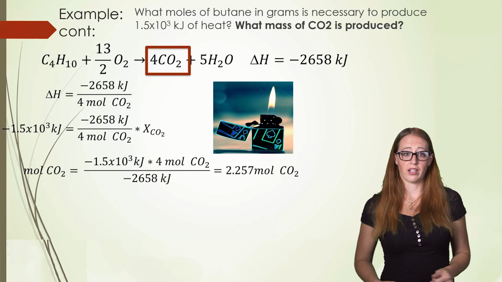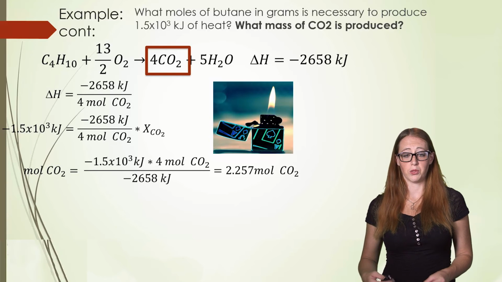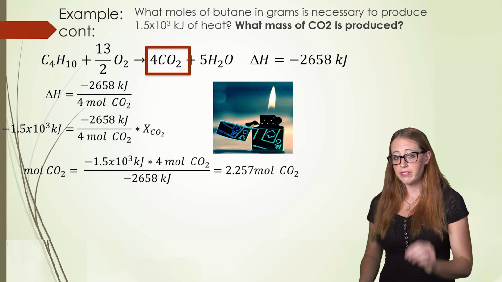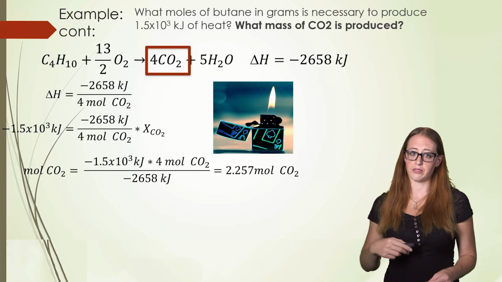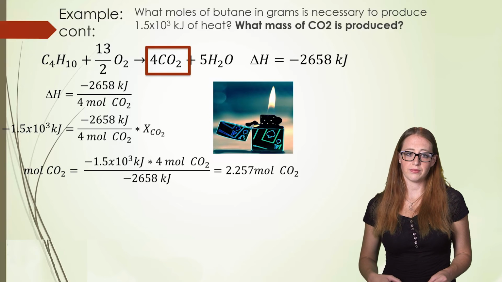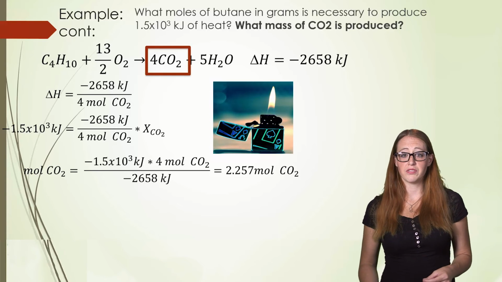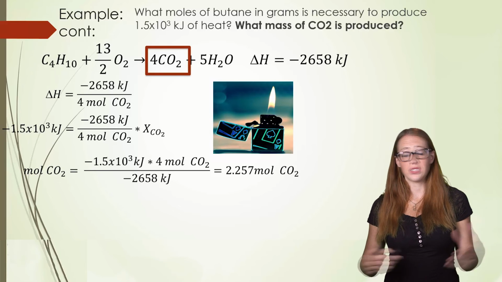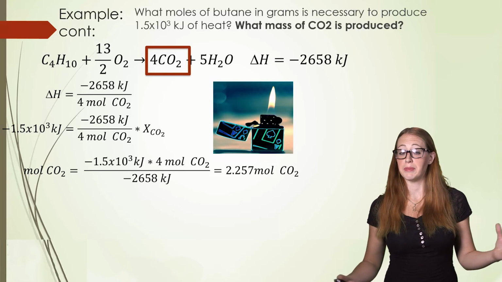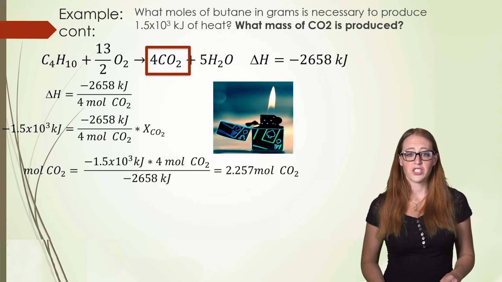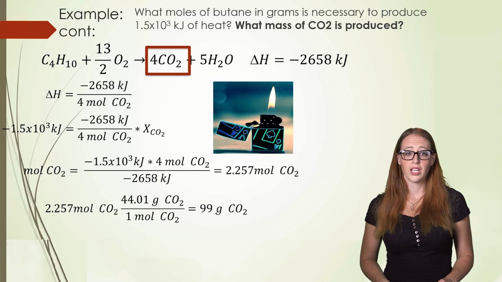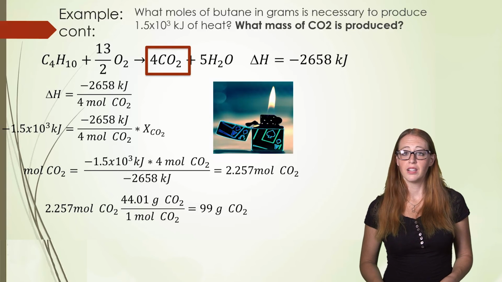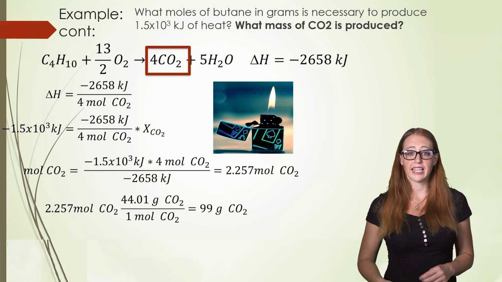So now we solve for our unknown, and we get our 2.257 moles of CO2. So very, very similar to the last one, just we had to divide that initial heat of reaction by 4. Now that we have our moles of CO2, the next step you do using the exact same way you've been doing it for weeks and weeks, maybe even years and years, and change our moles into grams using our molar mass that we get from our periodic table. So we multiply by our 44.01, our molar mass from our periodic table, to get our final answer.